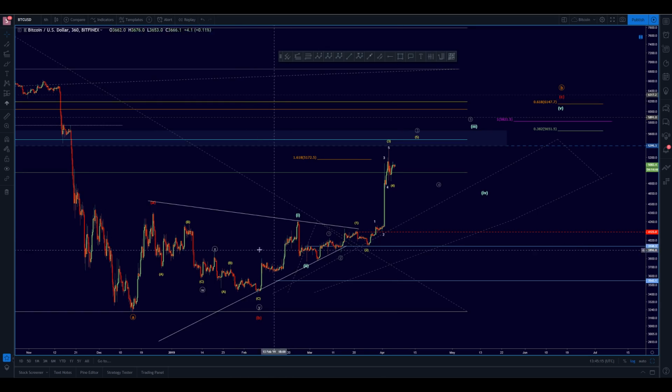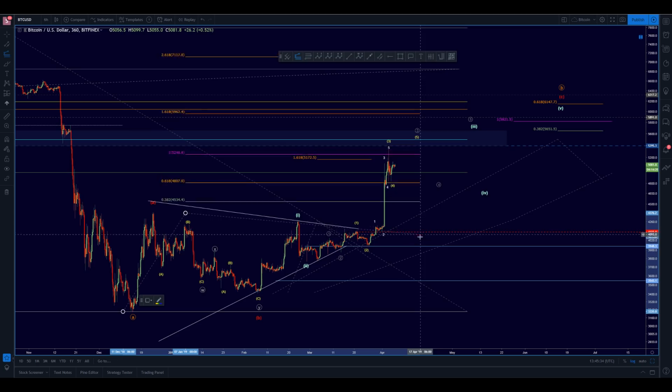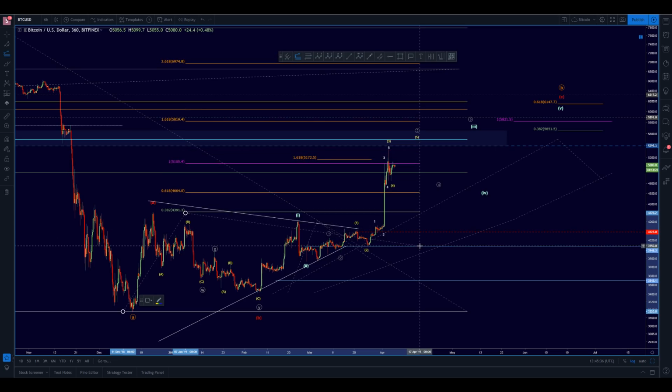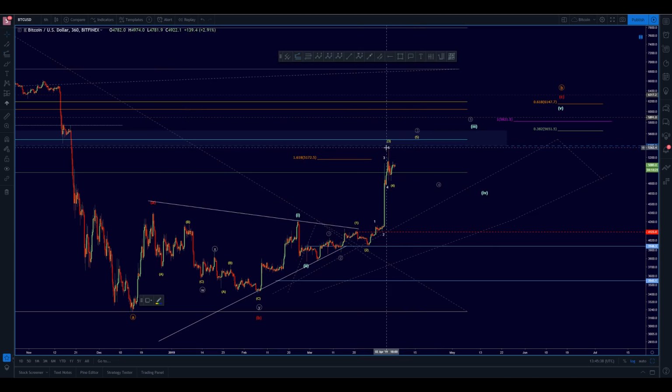So in that case, this would be a corrective, and then what would happen out of that? An impulse. So that would be like a 1, 2, 3, 4, 5. That would be if this was a triangle as it says, it would be over potentially. And of course, you don't measure post triangle thrust for a zigzag. You just measure high probability relationship 1 to 1. Yeah, so it would be completely over now.